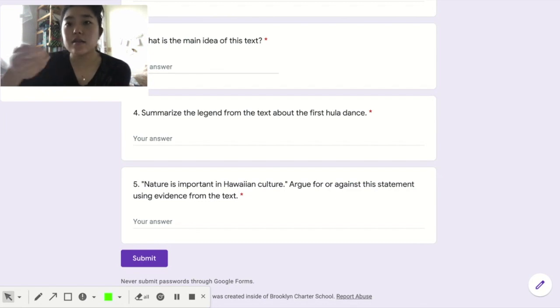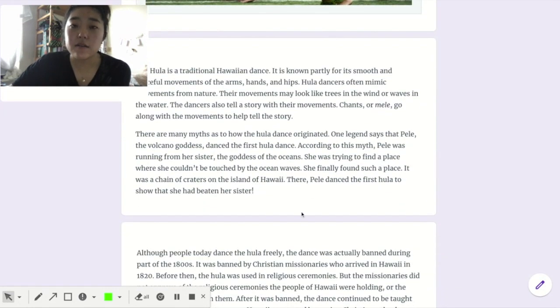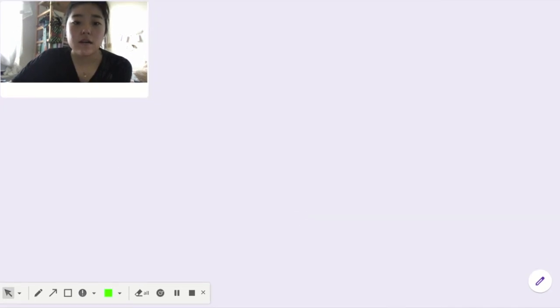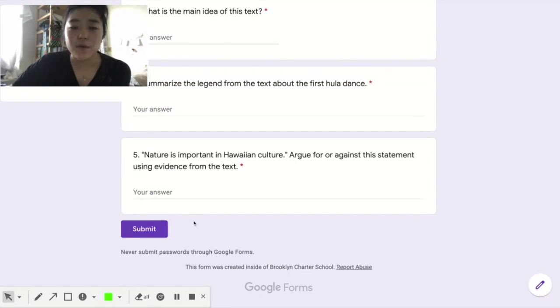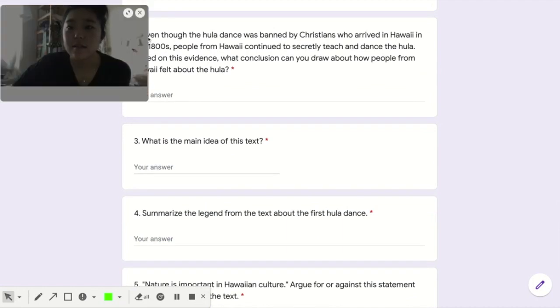I'll also give you a reason as well as evidence from the text. So you do need to go back and find some evidence from here that'll tell you that nature is important or is not important in Hawaiian culture. All right, and that's it. Those are the 5 questions you need to answer about this text. Good luck, and that is a wrap for Module 3.